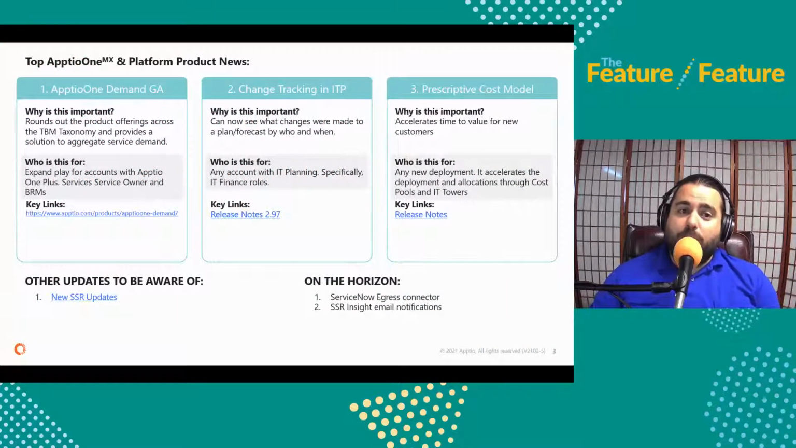First, though, I want to talk about the Apptio One platform and product news, what's going on with that. We're releasing a new product within the Apptio One suite called Apptio One Demand. Okay, now Apptio One Demand is basically providing simple and accurate, transparent IT service planning for our customers, right?